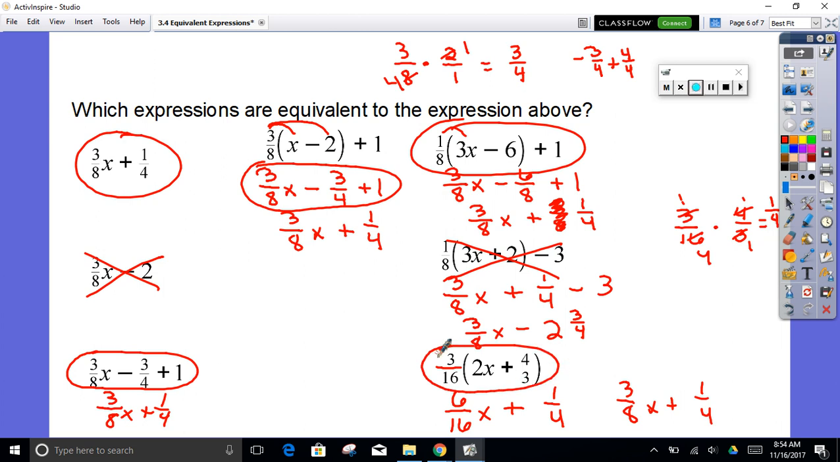The ones that you're most likely to see on the PSSA are ones like this. They're going to be the hard ones.